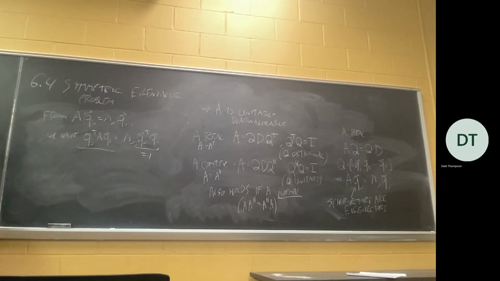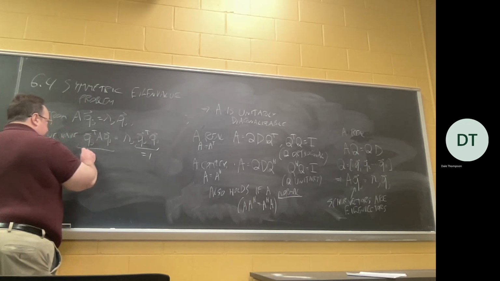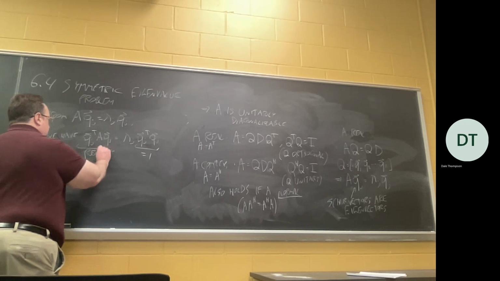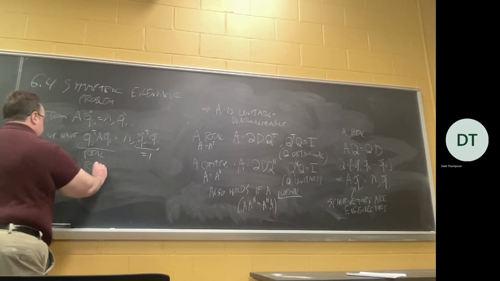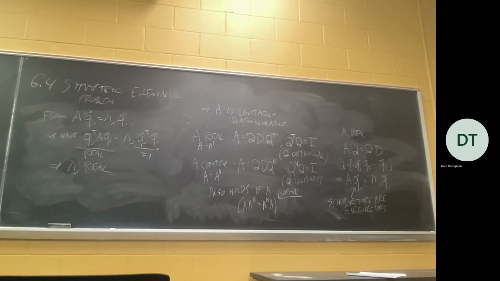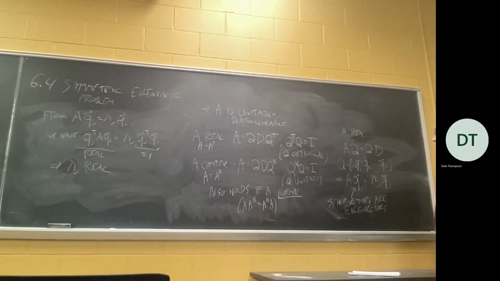But this expression here: A is a real symmetric matrix, and the Q_j are columns of a real orthogonal matrix. So what we have here is real, so we can conclude that the eigenvalues are real. In general, a real matrix can have complex eigenvalues if they're in complex conjugate pairs. But if A is real symmetric, then the eigenvalues are actually real.